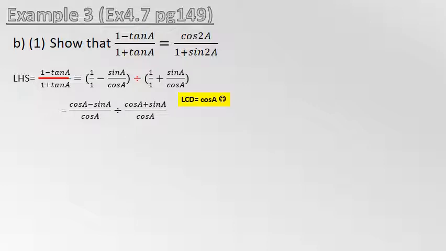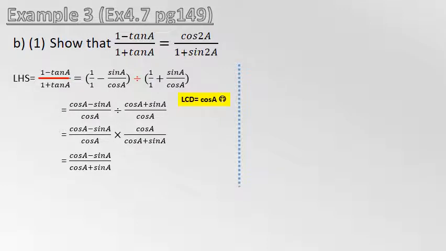And then the bracket on the right-hand side of the divide sign simplifies to cos A plus sine A over cos A. Of course, when you have a fraction divided by a fraction, we tip and times, and voila, our cos A's cancel. But at this stage, we can't do much else. There's no other identity that can be applied here. So let's leave that for now and perhaps work on the right-hand side of this identity.